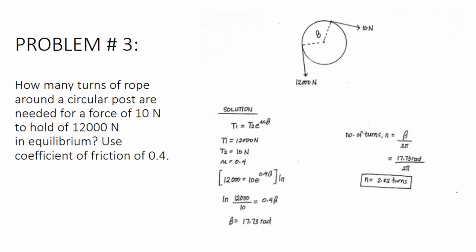We then substitute it in the equation and we get the answer of 17.73 rad. Since the problem requires the number of turns, we use the formula beta over 2 pi. And then we get the number of turns, which is equal to 2.82 turns.